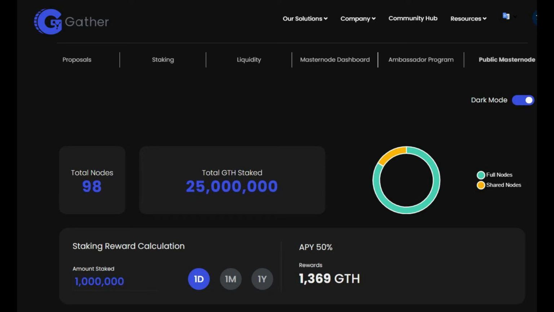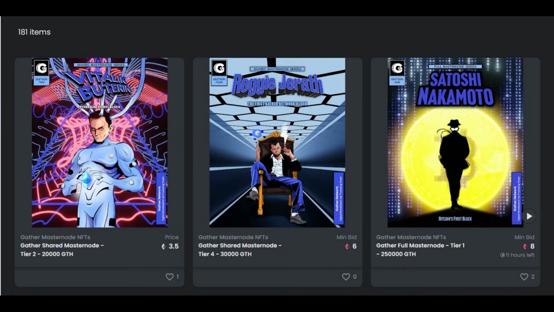If people are interested in Masternodes and staking, then there are also shared nodes where you can stake lower amounts of GTH tokens, something ranging in the amounts of 10,000 GTH per shared node. If you are looking for a masternode or interested to opt in for a shared node, they are currently available only on OpenSea to buy but are very expensive.